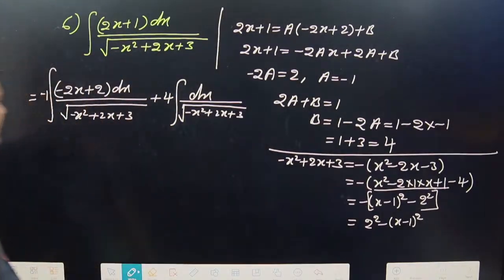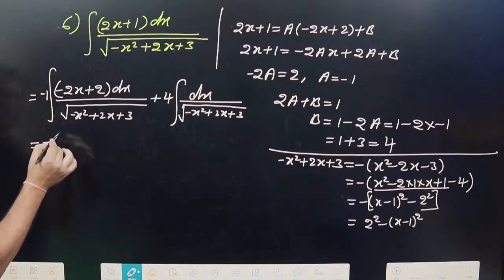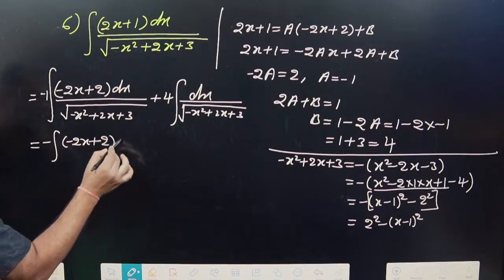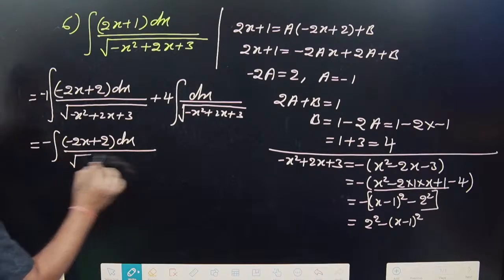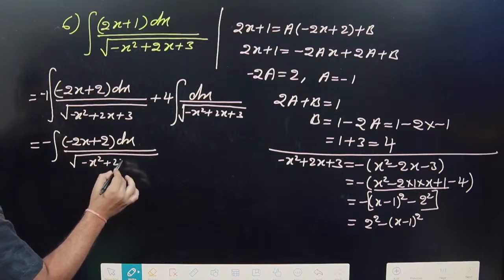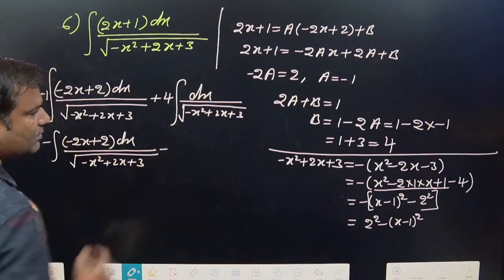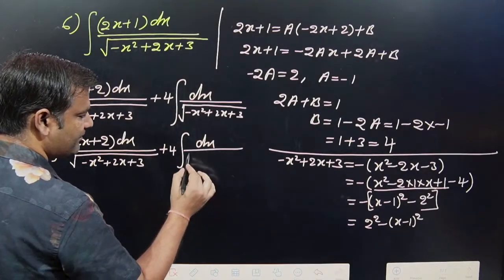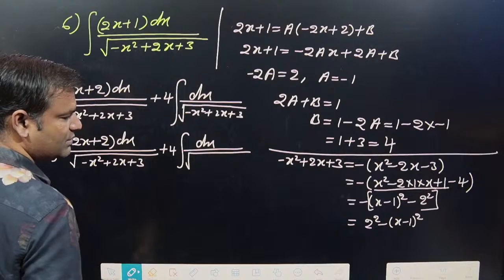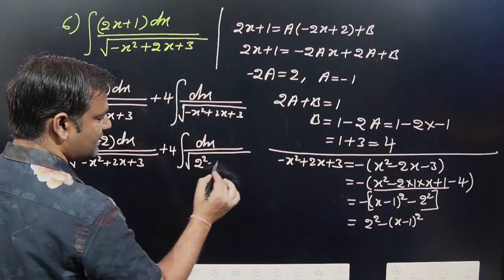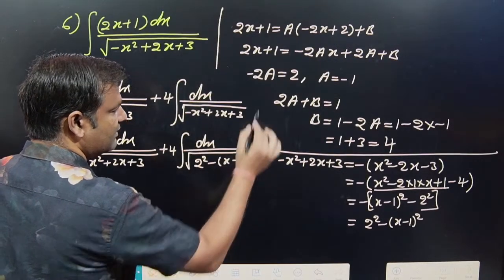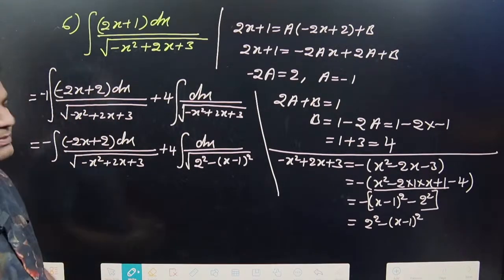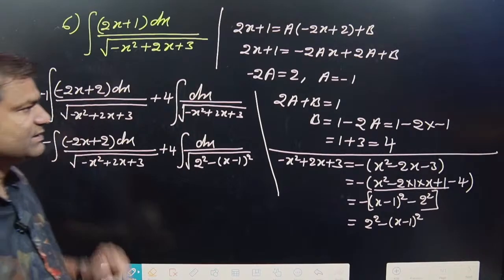So basically that part is written, replace 2 to the whole square minus x minus 1 to the whole square. So written here, this one minus 1 into minus 2x plus 2 dx divided by how much, simply minus x square plus 2x plus 3. Now that is plus 4, here dx divided by how much, under root of 2 square, basically this one is 2 square minus x minus 1 to the whole square. Okay, what about that value? Very simple. If this one is t, that is dt.